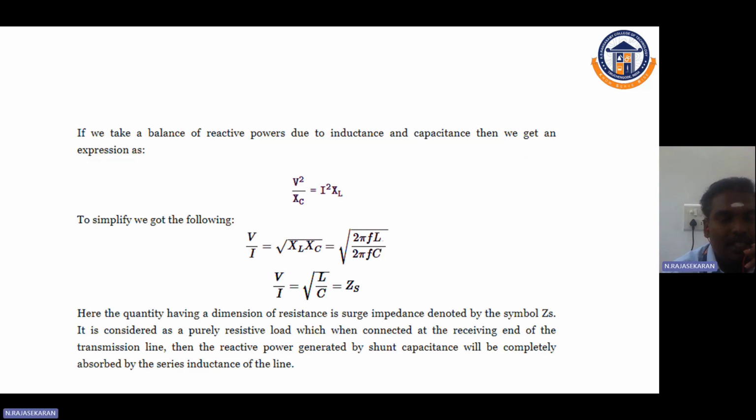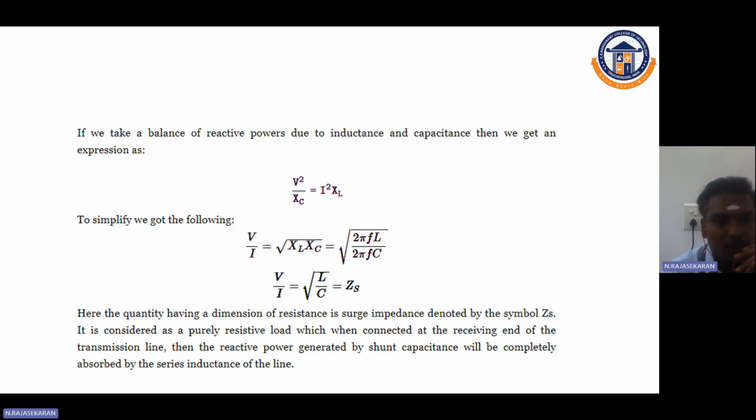So this will be indicated here. If you take balanced reactive power of the inductance and capacitance, then we get an expression V squared by X is equal to I squared Xc. After solving this, V by I equals square root of L by C. So this is the surge impedance of the transmission line.